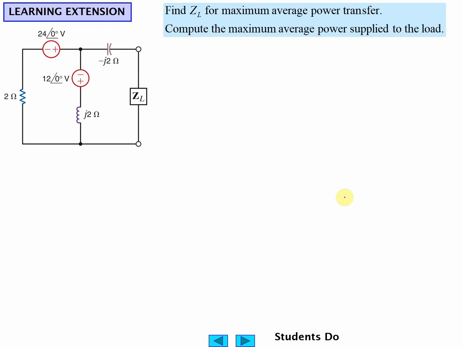Okay, now your turn. This isn't even a dependent circuit. What does the load impedance have to be, and what is the power to that load? So I'm going to stop this video here, skip over other similar questions, and go on to the next topic in the next video.